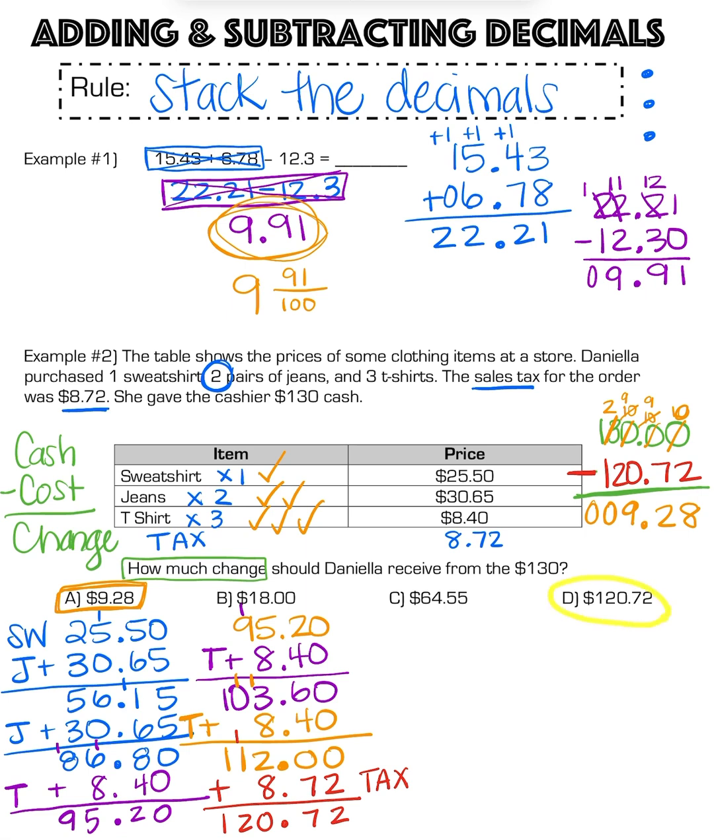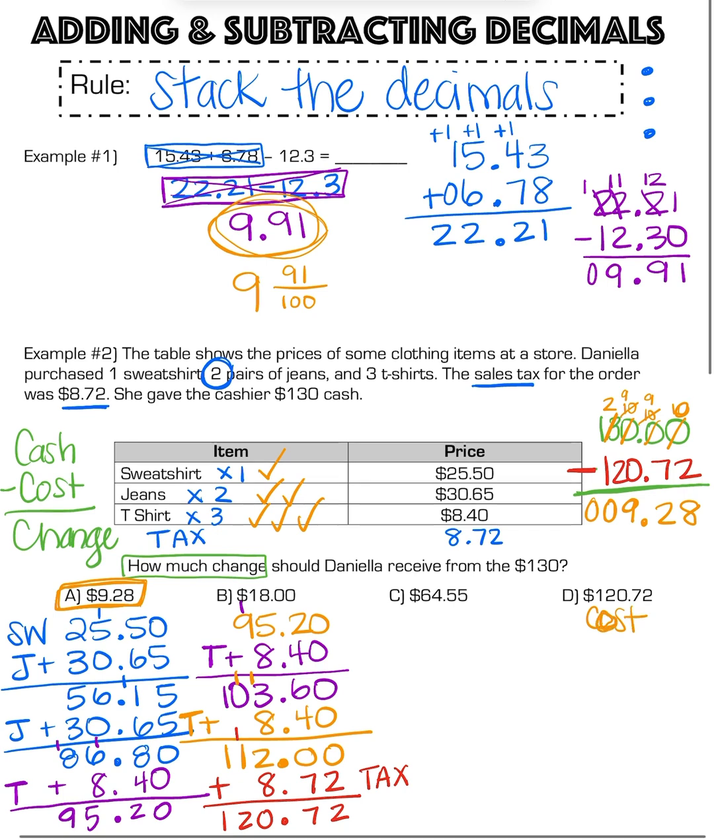Notice that $120.72 was an answer choice, but that's not what they asked. Remember, that was our total cost, right? And we didn't ask for total cost. It asked for how much change. So we knew that one was gone. And $9.28 was our change. So go practice decimals, guys.